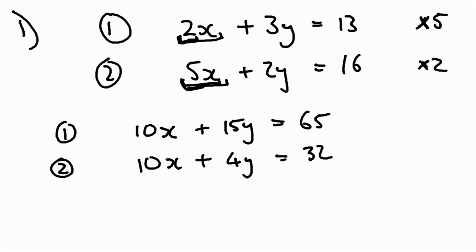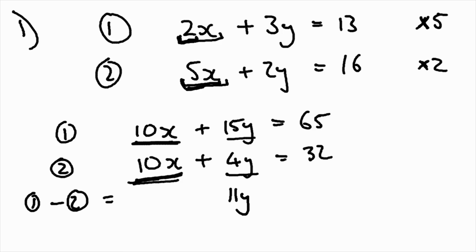Now we've done this because we can now take one equation away from the other. The reason we do this is because the x's will now cancel each other out. 10x minus 10x is 0x. 15y subtract 4y is 11y. And 65 minus 32 is 33. So we have 11y equals 33. We divide both sides by 11, which gives us y equals 3.